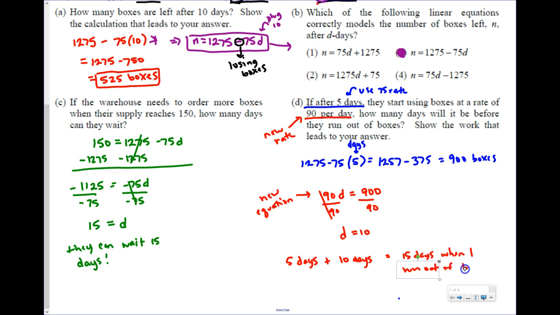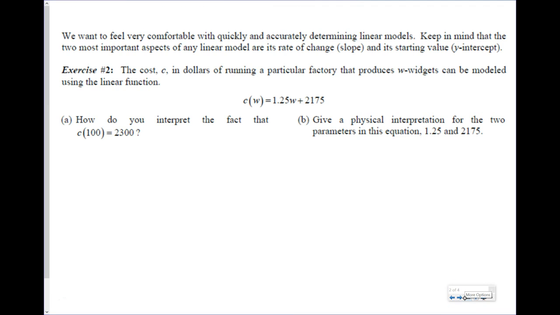That was a tricky problem because you've got two rates in one problem. So you've got to be really careful and make your two separate equations for that example. Okay? Alright, exercise 2. We want to feel very comfortable with quickly and accurately depicting linear models.